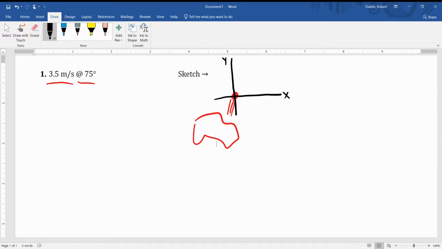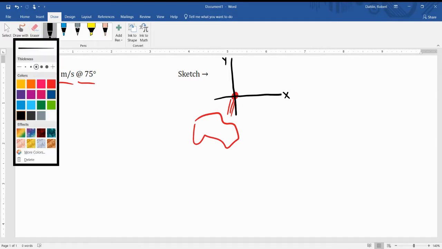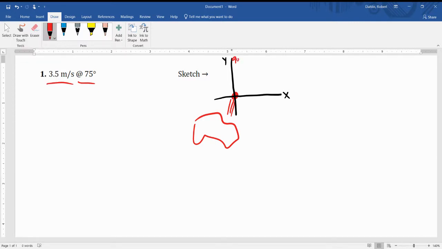Then I want you to try to draw as best you can what a 75-degree angle would look like. Keep in mind, straight up and down is 90 degrees, and straight to the side is 0 degrees. So where would 75 be? It's going to be closer to the 90 than it is to the 0. Draw it as an arrow. Okay, so here's my 75 degrees.